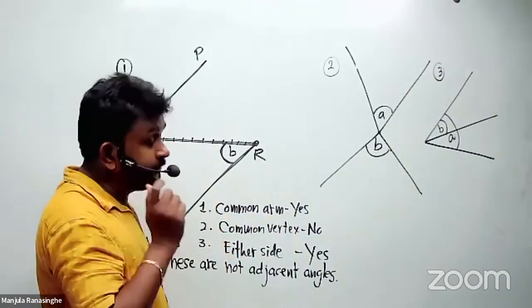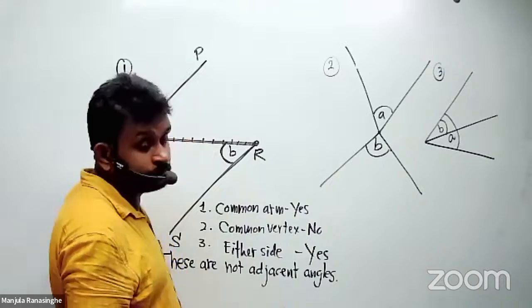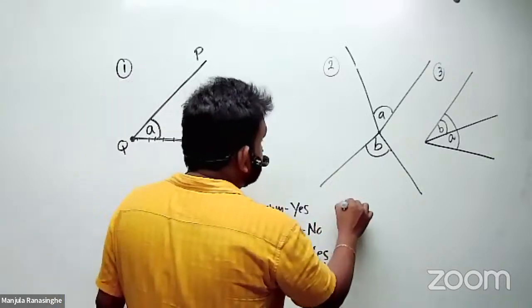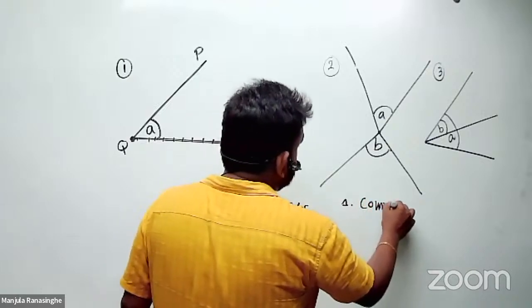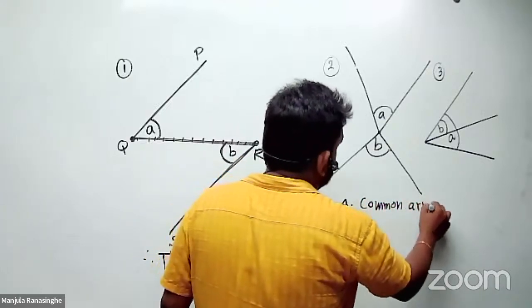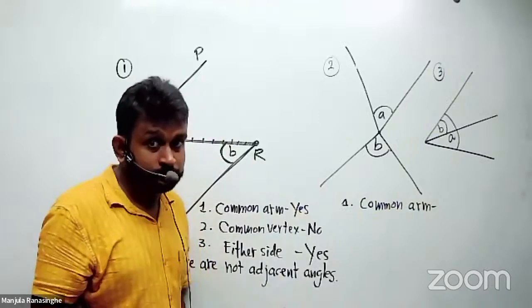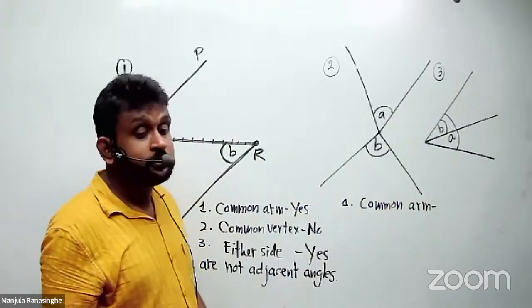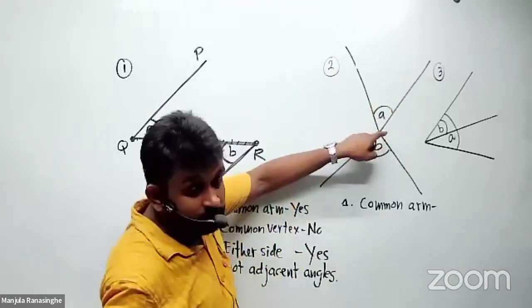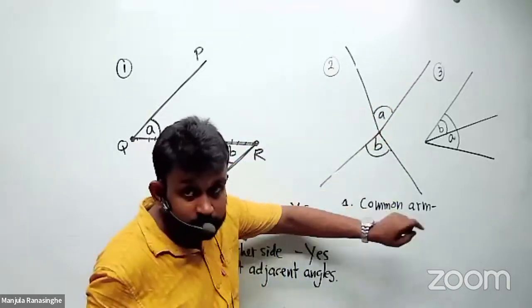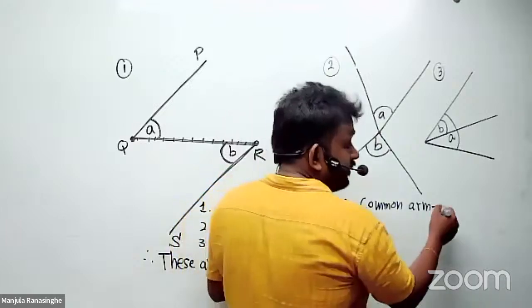Okay, tell me. In question number 2, I write the conditions. First one, common arm, having or not, yes or no? Common arm, no. No common arm. Well done. Here, these are the two arms, no common arms. So common arm, no.